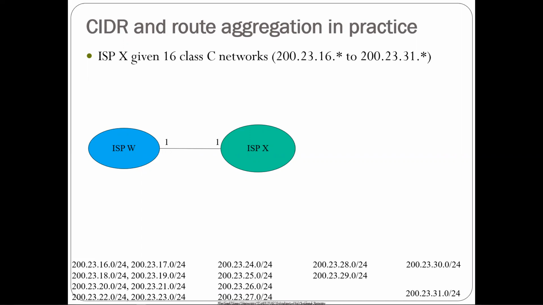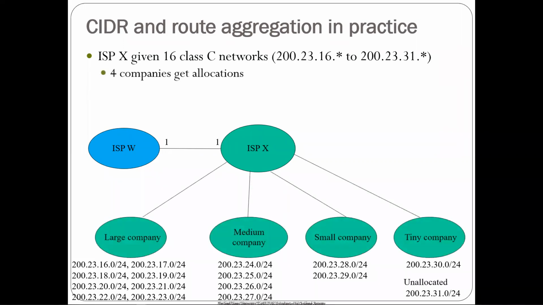Say ISPX has 4 customers, 4 companies that it's going to allocate these addresses to. And so there's a large company, a medium company, a small company, and a tiny company. And so it allocates 8 of these subnets to the large one, 4 to the medium, 2 to the small, and say one Class C network to the tiny, and it has an unallocated one left over. So that's basically the 16th one is unallocated.